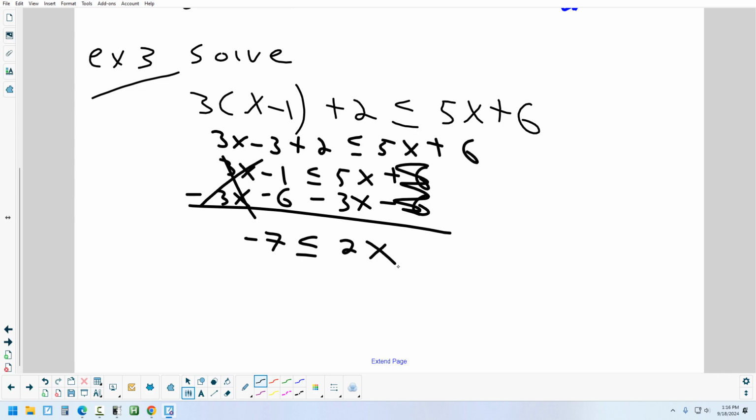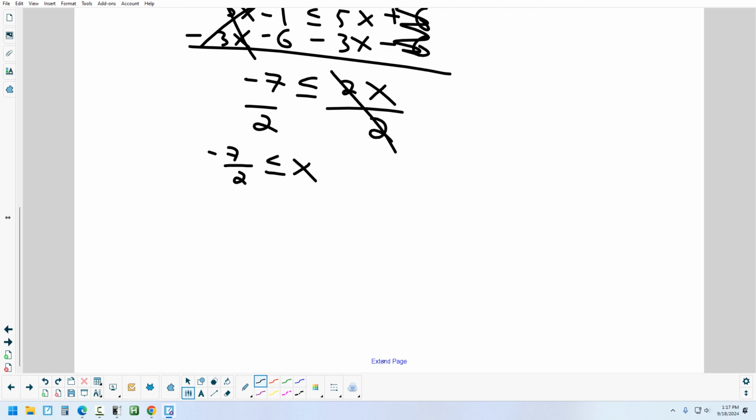Alejandro, what would my last step be to get x alone? You could add -7 equals 2. So what operation do we have between the 2 and the x? Like if you were to read that to me. 2 times x. And what's the opposite of times? Divide. Divide both sides by 2. And we get -7/2 is less than or equal to x.